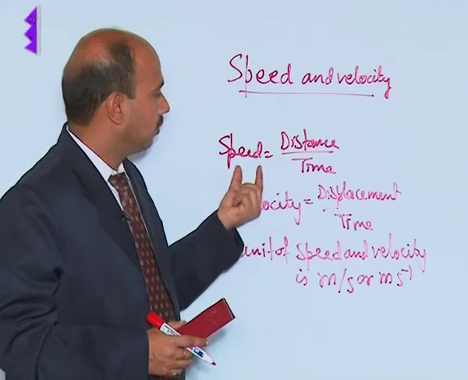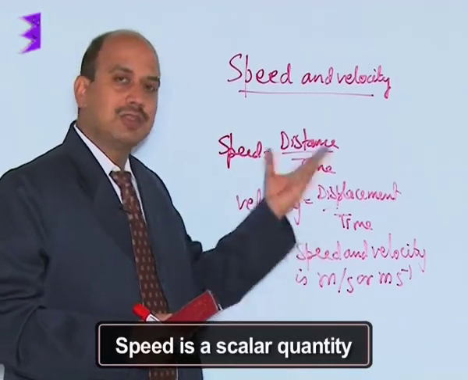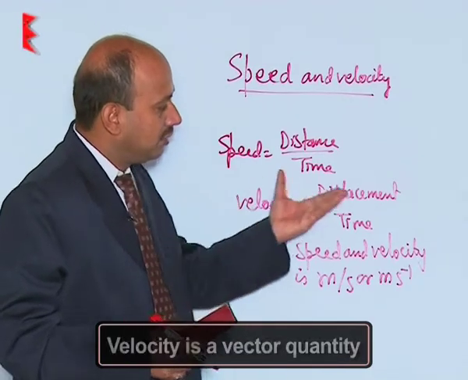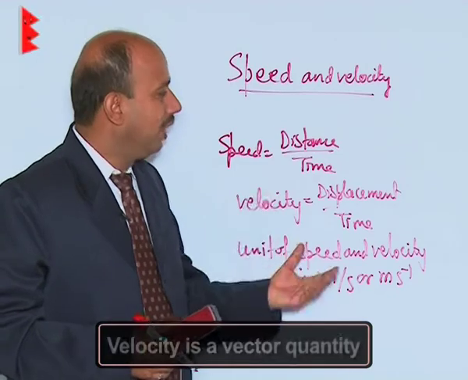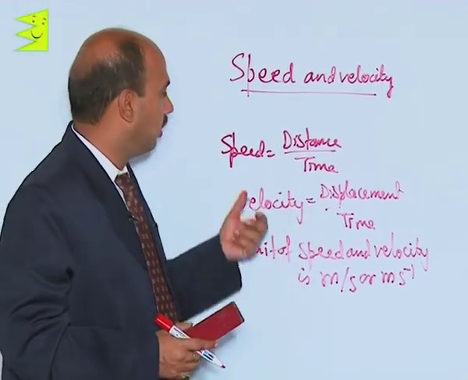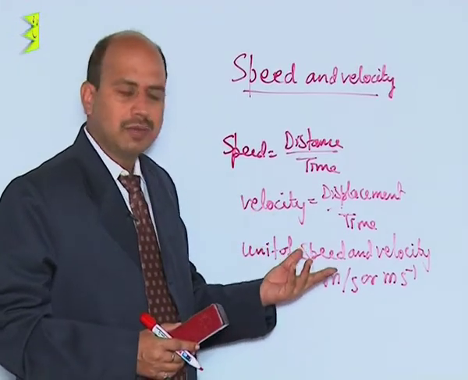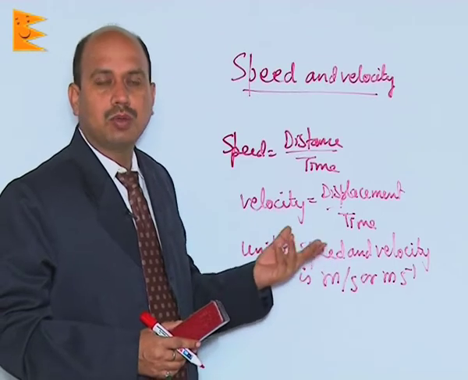So, here obviously speed is distance upon time. So, it is a scalar quantity because distance is a scalar. Velocity is displacement upon time. So, velocity is a vector quantity. We know distance cannot be less than displacement. So, obviously speed cannot be less than velocity. If you take the ratio of speed to velocity, you will get greater than or equal to 1.